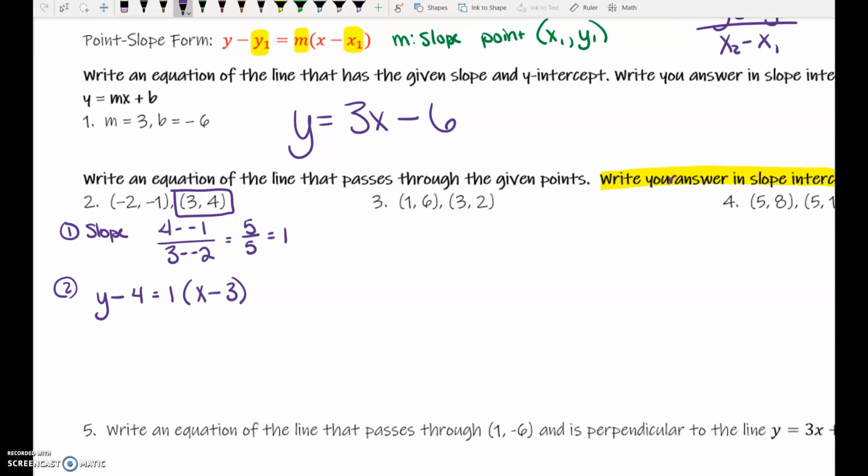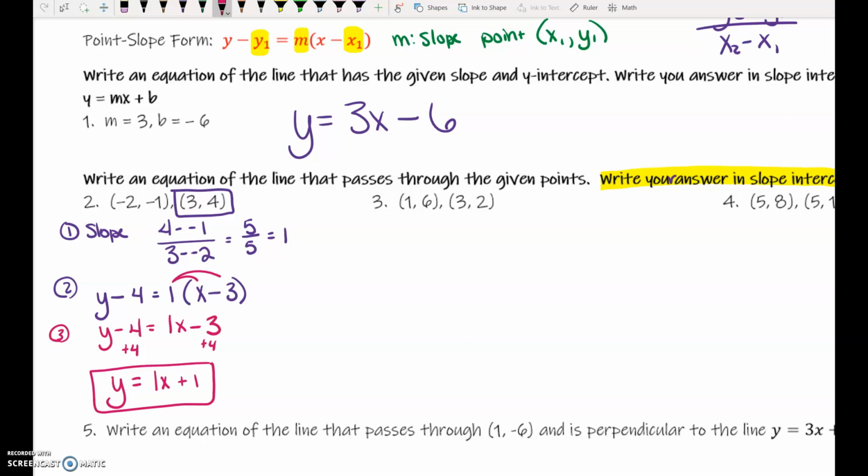To write this in slope-intercept form, we just need to do a little bit of work to it. We distribute into the parentheses. And then what else do we need to do to get y by itself? Add 4. y equals 1x, or just x, plus 1. So step 3 is distribute the slope and get y by itself. That puts your answer in slope-intercept form.